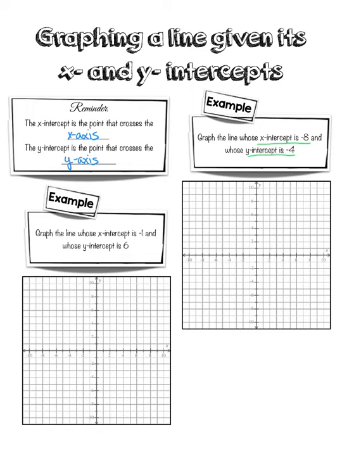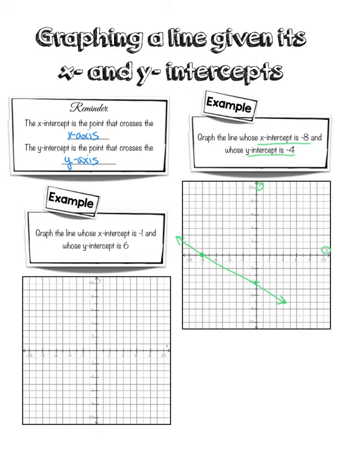So my x-intercept is negative 8. I'm going to the x-axis, putting a dot at negative 8, because that's where the line crosses the x-axis. Then I'm going to go to the y-axis and put a dot at negative 4 because that's where the line crosses the y-axis, and then I'm going to connect them. That is it. That's all you were doing. Okay? We gave you the information, you plot the points.